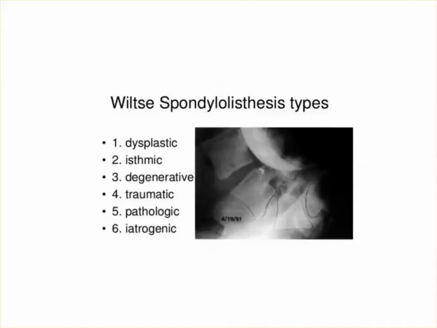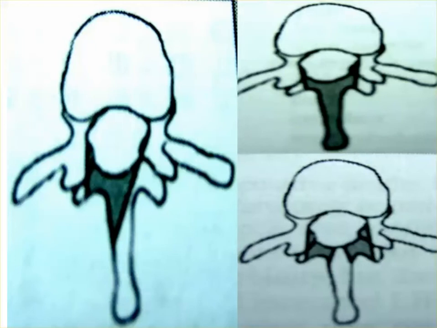Spondylolisthesis has 6 different types as categorized by Wiltse, who was a very prominent surgeon in California. Dysplastic is when children get a pars fracture and they get very deformed. This is the dysplastic one that you see. Isthmic is a pars fracture. Degenerative is when it slides through the facets. Traumatic is when you get a pars fracture from like a car accident usually. Pathologic is when sometimes a tumor erodes the pars and they slide. And iatrogenic, we'll go over iatrogenic, which is what doctors cause.